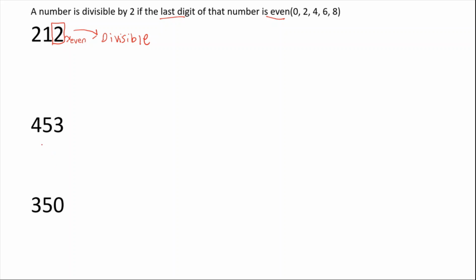Alright, the next number here is 453. Now, if you look at the last digit here, which is 3, this number is not even. So this can't be divisible. Alright, let's go to the next number. The next number here is 350. Now, the last digit here is 0, and it says in the rule up here, 0. So this is even, so therefore this number is divisible.